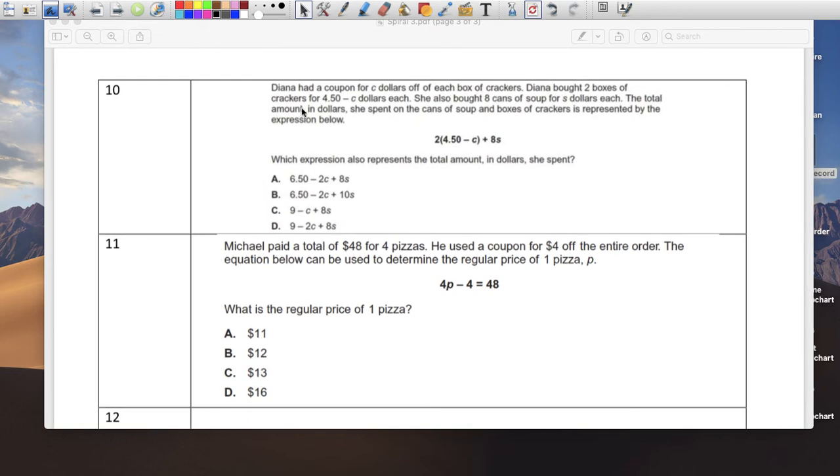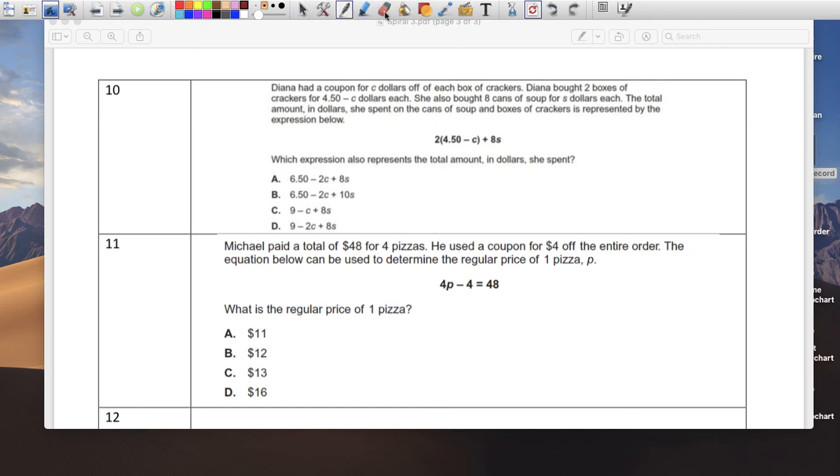Number 10. Diana had a coupon for C dollars off, so obviously it's a discount. She bought 2 boxes of crackers for $4.50 each, and then she also bought 8 cans of soup for S dollars. Which expression also represents the total amount in dollars she spent?